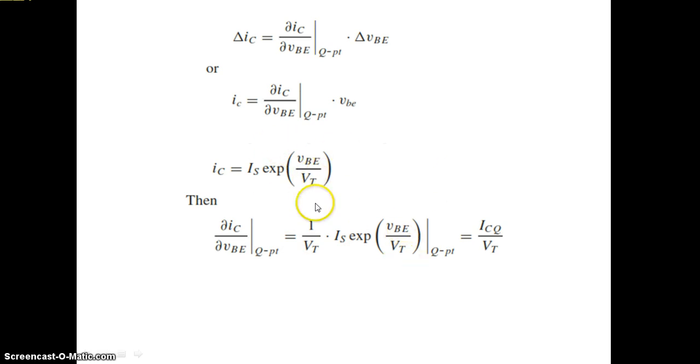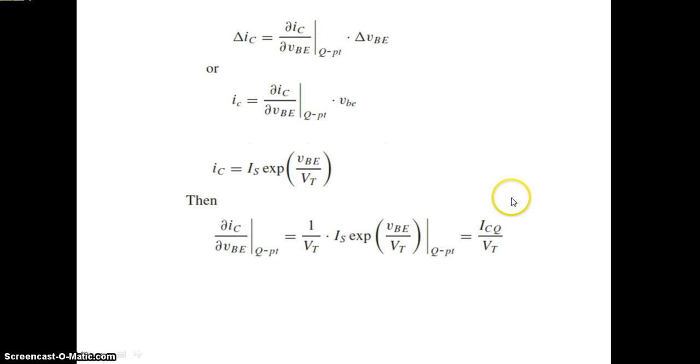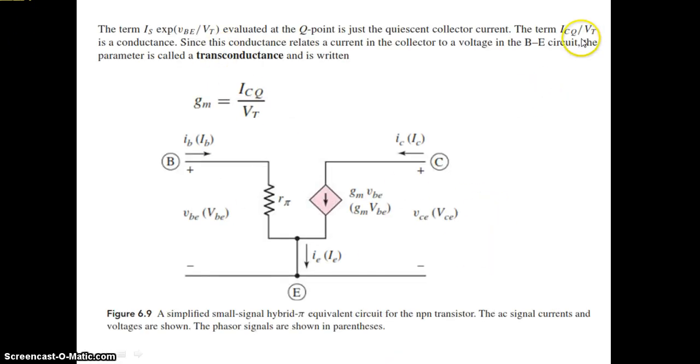Differentiating with respect to VBE, differentiating inside gives 1 by VT, which is taken outside. The term IS exponential VBE by VT evaluated at the Q point is the quiescent collector current ICQ. So we have replaced this with ICQ by VT. The term ICQ by VT is a conductance, called the transconductance, written as GM equal to ICQ by VT.